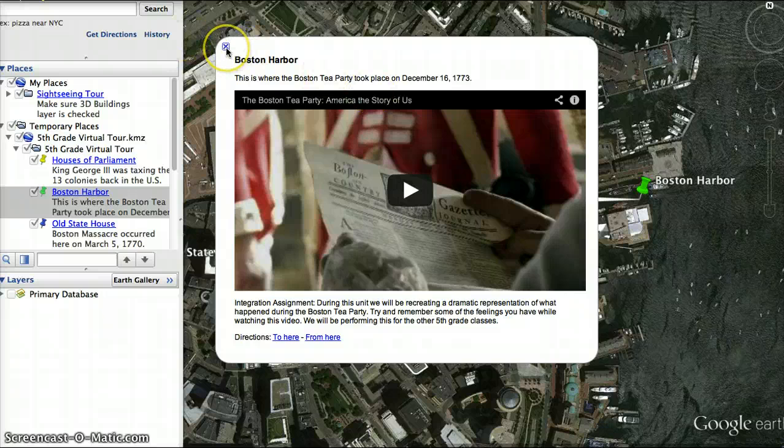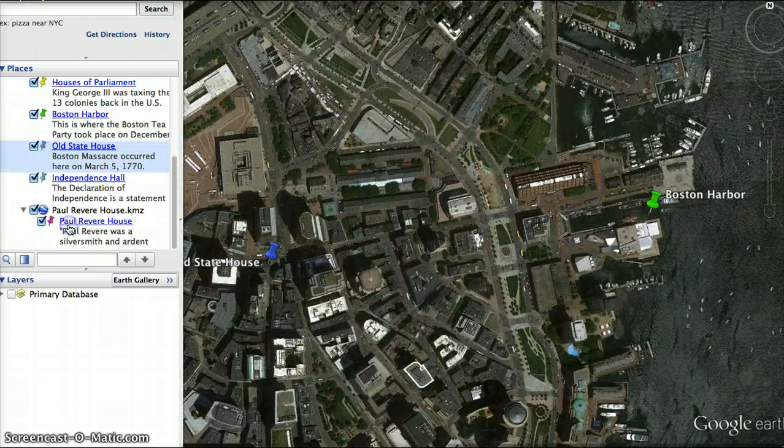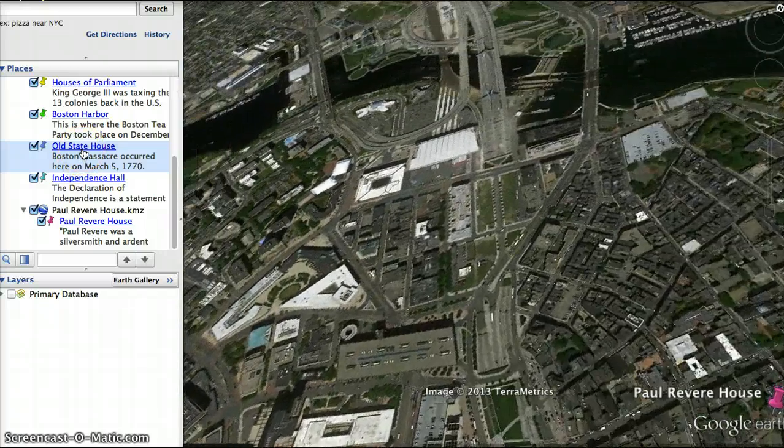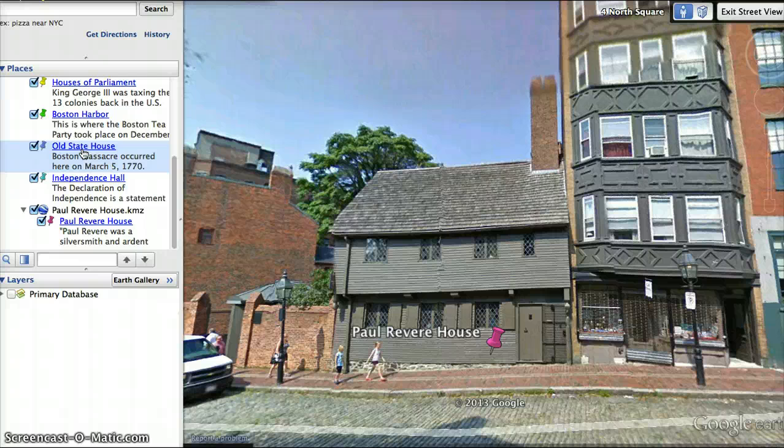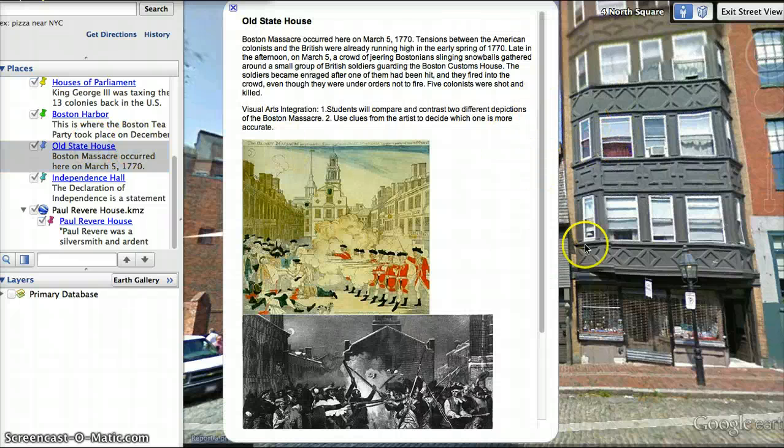Okay, now we're going to head over to the old State House. Ooh, look at us go. The old State House is the setting of the Boston Massacre. The Boston Massacre occurred here on March 5th, 1770.